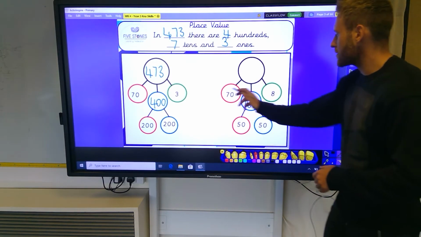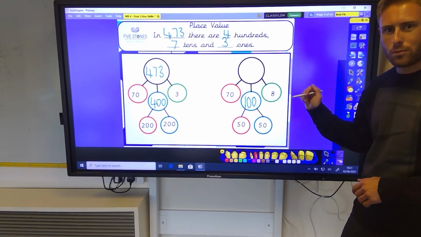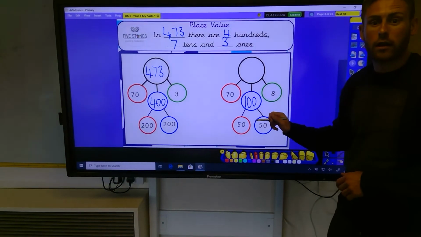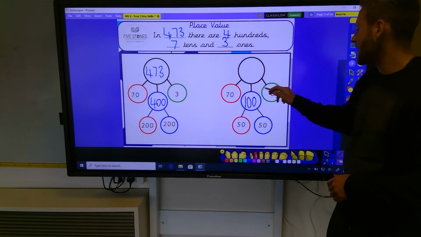Fantastic. So now we've got 100, 70, 8. Is that how we read our numbers? No, we start with the biggest value, which is the hundreds. So we've got 178.